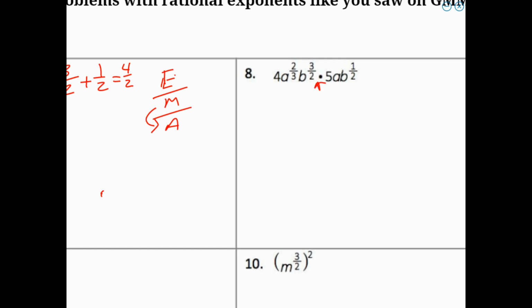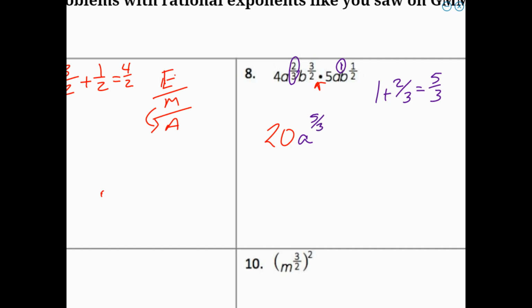So what am I going to do with the coefficients? Multiply. So 4 times 5 is 20. And what am I going to do with the exponents on my A? You're going to add them. So I've got 1 plus 2/3. I want it to be an improper fraction. I don't want to leave it a mixed number. You can just put it in your calculator as 1 plus 2/3 and it will do it for you. 5/3.